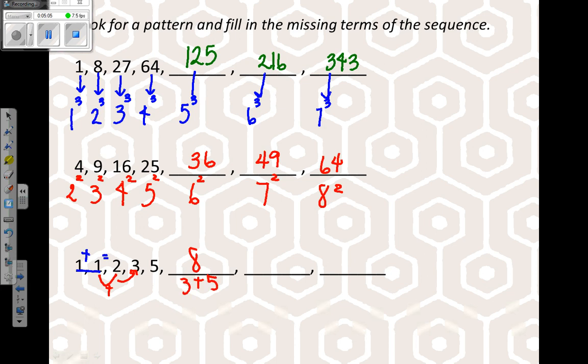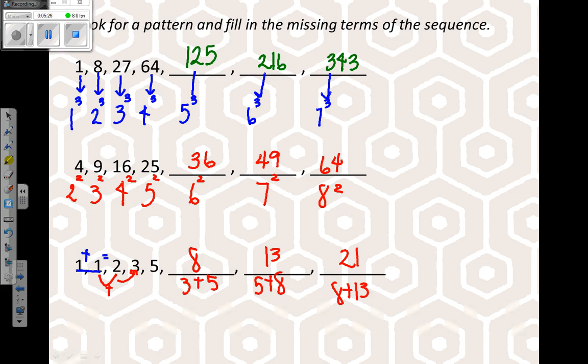Adding the previous two terms for the next one will be 5 plus 8, which gives me 13. And then 8 plus 13 gives me 21. This is called the Fibonacci sequence, and it's in the notes and also in your book for you to look at in more detail.